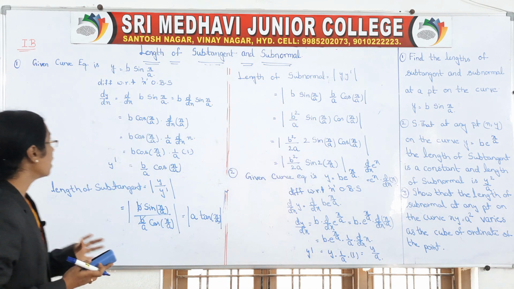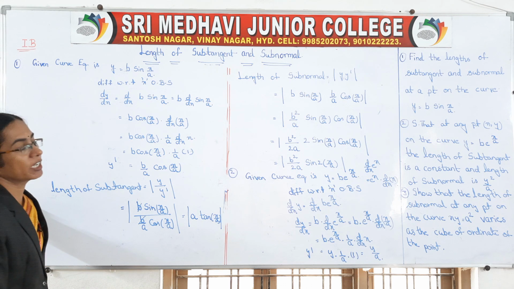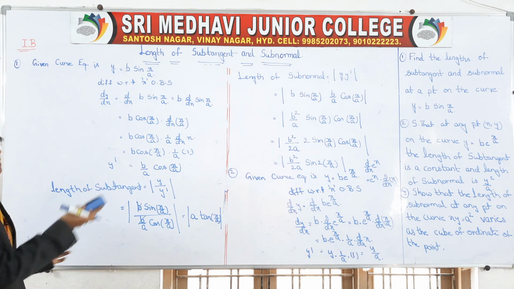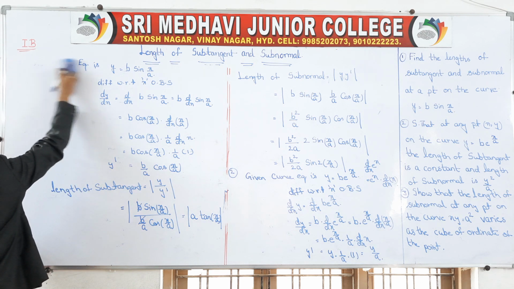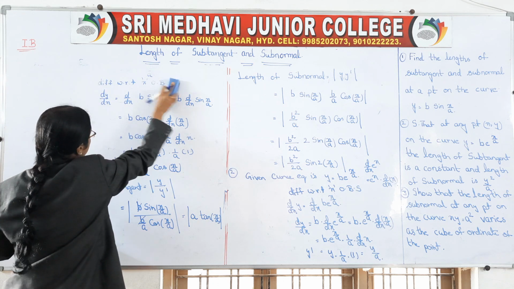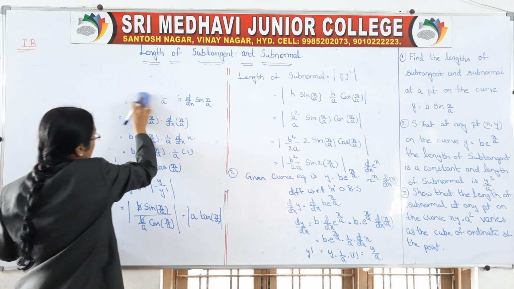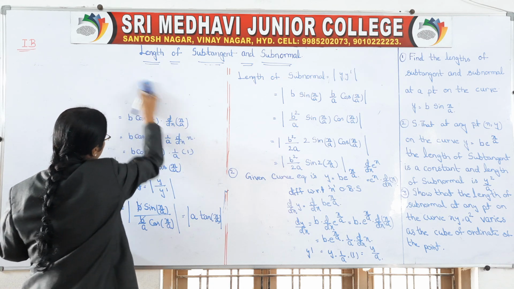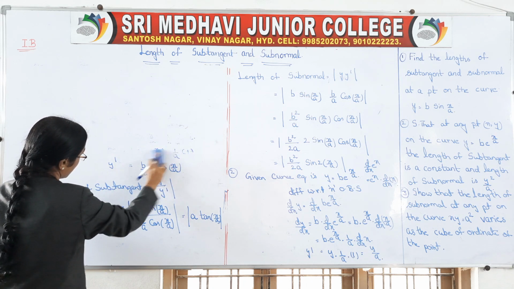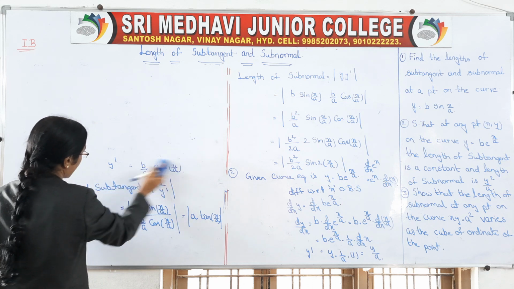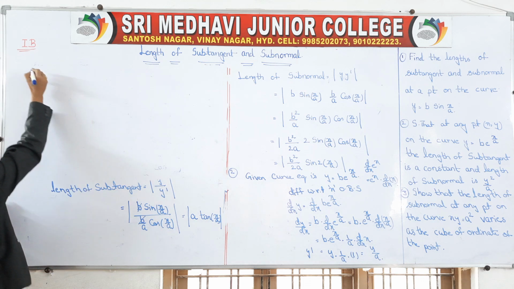Once we got y dash, we can use the formulas. We have to find the length of the subtangent and the length of the subnormal. In the previous class you got all four formulas: length of the subtangent, subnormal, tangent and normal also. So come on, we will take the length of subtangent.